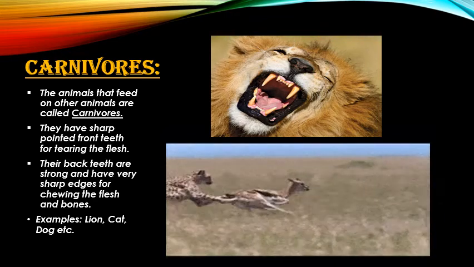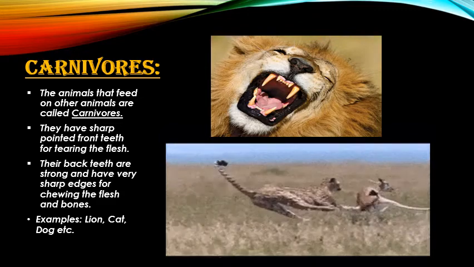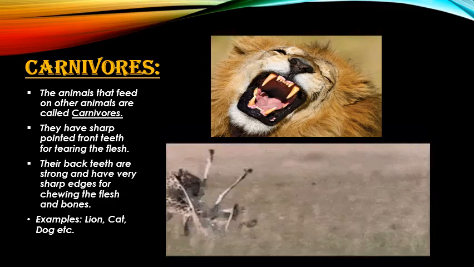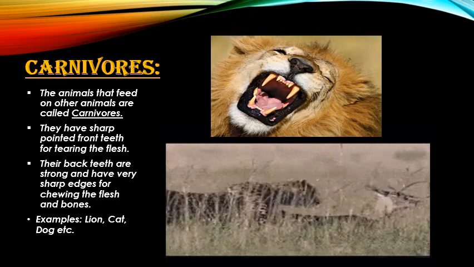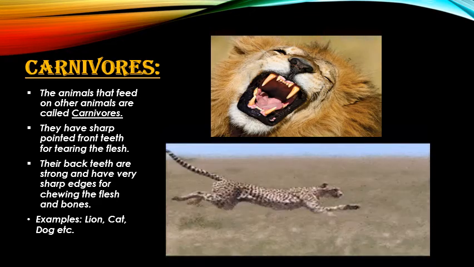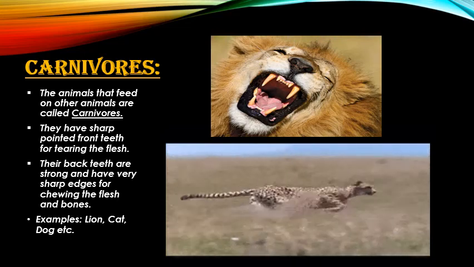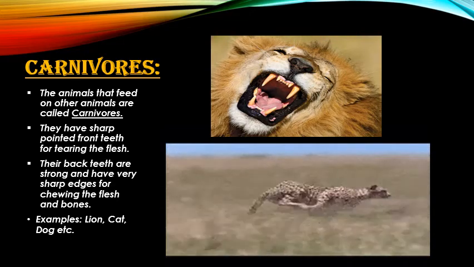Here you can see how they hunt. These are called predators because they hunt their food like this. They hunt other animals like this. So they are called carnivorous animals.